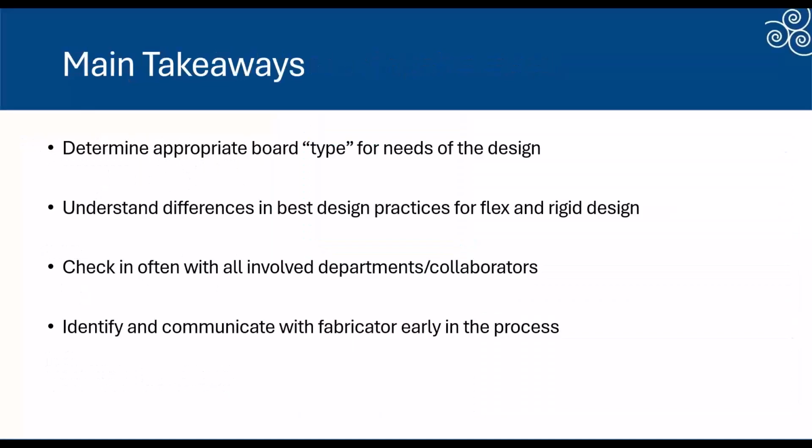So just to summarize some of the main takeaways we've gone through here. First, you want to just determine the appropriate board type for the needs of your design, whether that includes flex now or includes flex down the line. There are some different trade-offs. Understand the differences in best practices for flex and rigid. Little things like curved traces and teardrops are going to be a lot more critical for flex. Check in often with all departments and collaborators, whether it's mechanical to figure out the flexibility you have, or the fab house to determine your stack up.